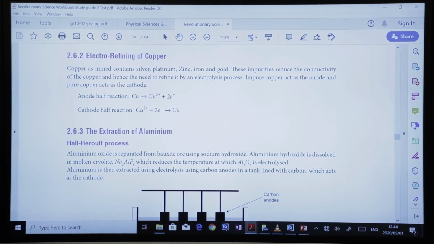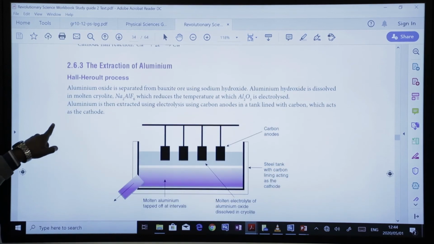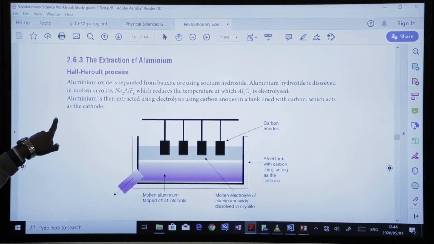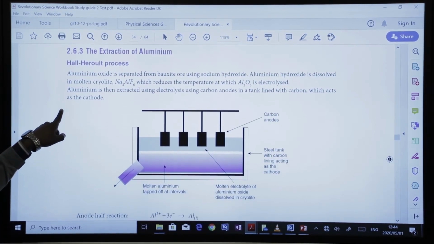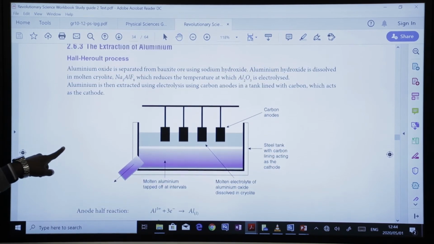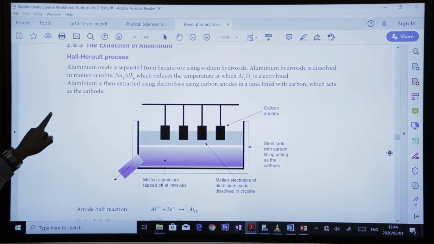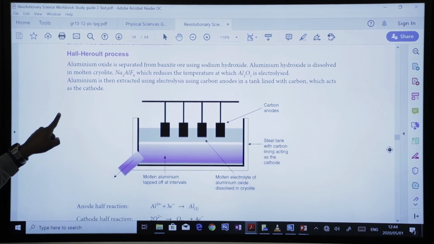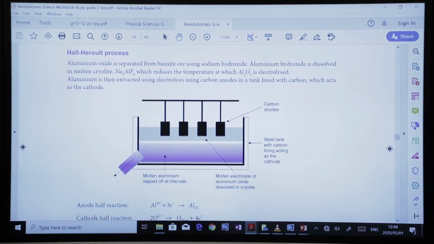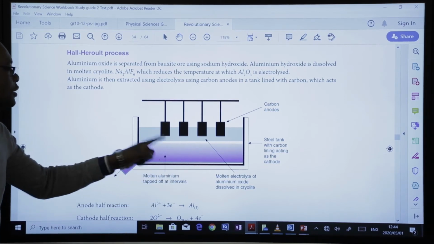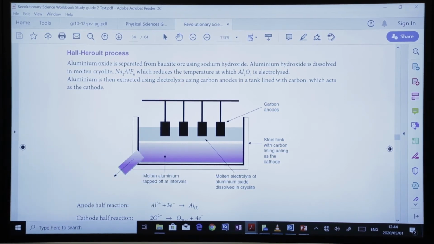Okay. In a similar manner, this process of electrochemistry is used for the extraction of aluminium. Okay. And that process is called the Hall-Héroult process. And we are saying here the aluminium oxide is separated from bauxite ore using sodium hydroxide. So in other words, the sodium hydroxide is going to be the electrolyte in which ions are going to be passing through.